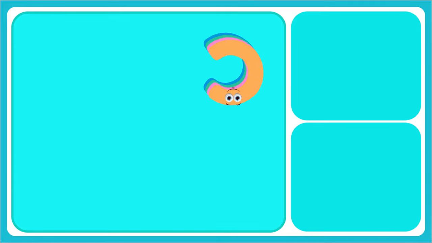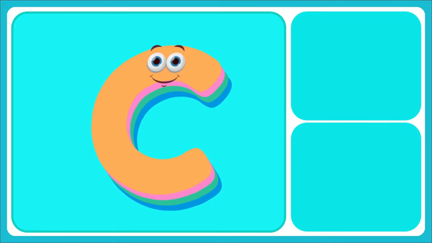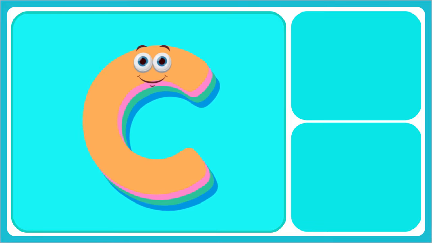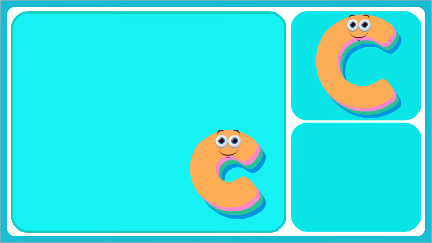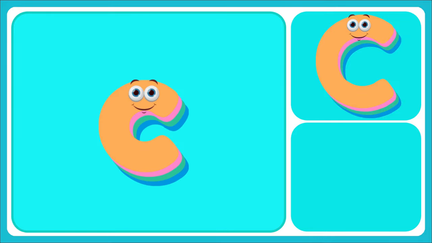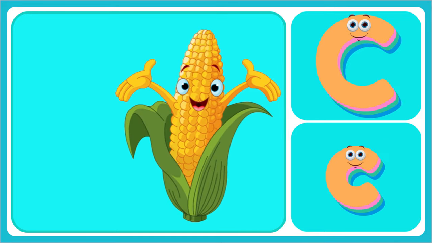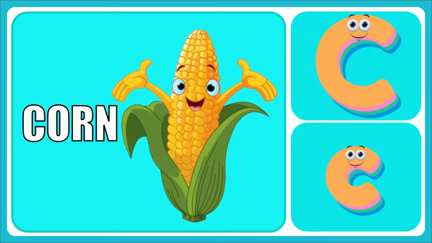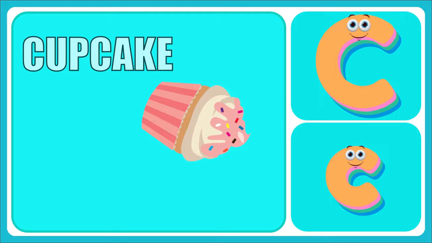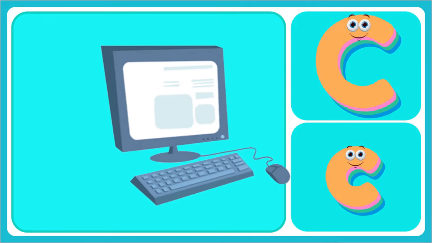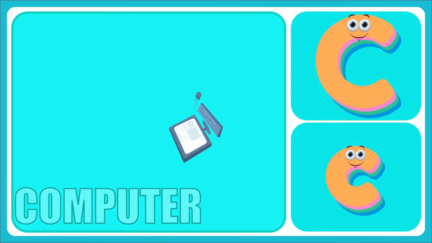Today we will learn alphabets and their sounds. Have you ever seen the letter C? Hi, I am letter C. And my sound is Ka, Ka, Ka. And the words that start with me are Corn, Ka, Ka, Corn. Cupcake, Ka, Ka, Cupcake. Computer, Ka, Ka, Computer.